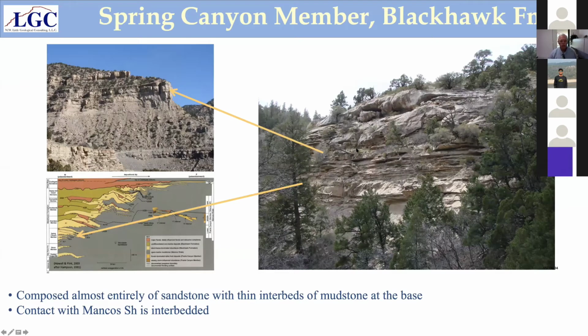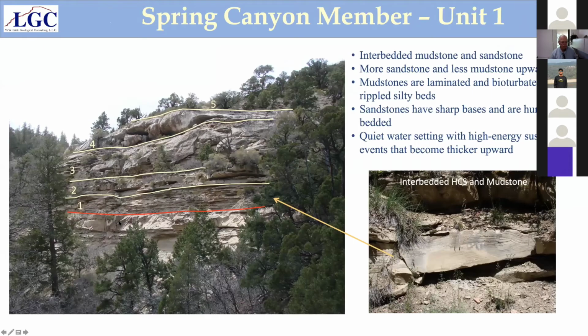This one is known as the Spring Canyon member of the Blackhawk Formation. Okay, and once again, we can divide this into a number of units. In this case, I've broken it up into five separate units. The one down at the bottom is interbedded sandstone and mudstone.